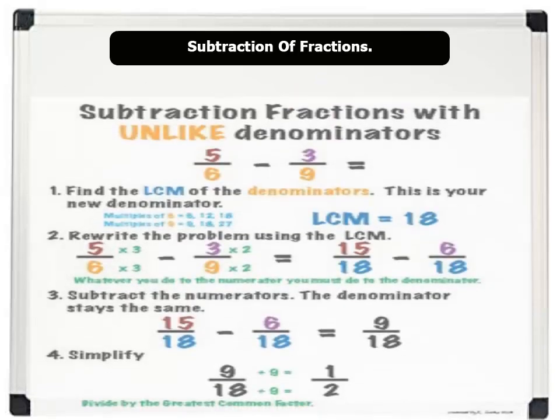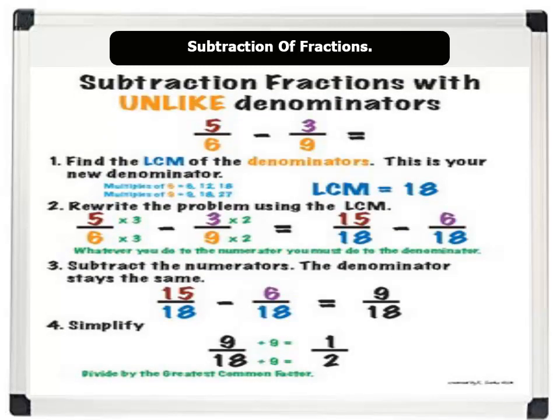Now, to subtract fractions with different or unlike denominators, we do the following. 1. Find the LCM of the denominators. LCM of 6 and 9 equals 18 as seen on the board. 2. Rewrite the fractions so that both have the same denominator but different numerators. This is called equivalent fractions.